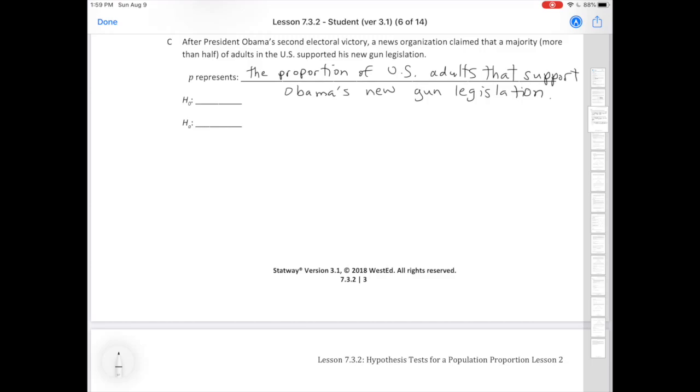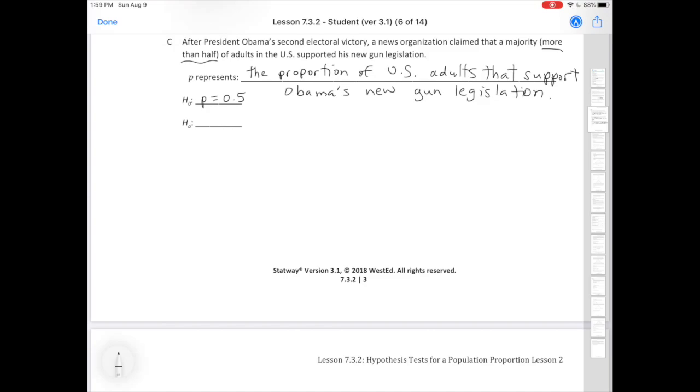So let's think about what the null and alternative hypothesis would be. This is a tricky one because the problem doesn't say any numbers, right? So the key here is this part where it says more than half. Half seems to be the key thing here. So half would be the null hypothesis, but remember, null hypothesis is always that it's equal to that. So the null hypothesis is going to be that p is equal to 0.5. Or you could say 0.50, that's fine too, but we don't need to do that. So that would be the null hypothesis.